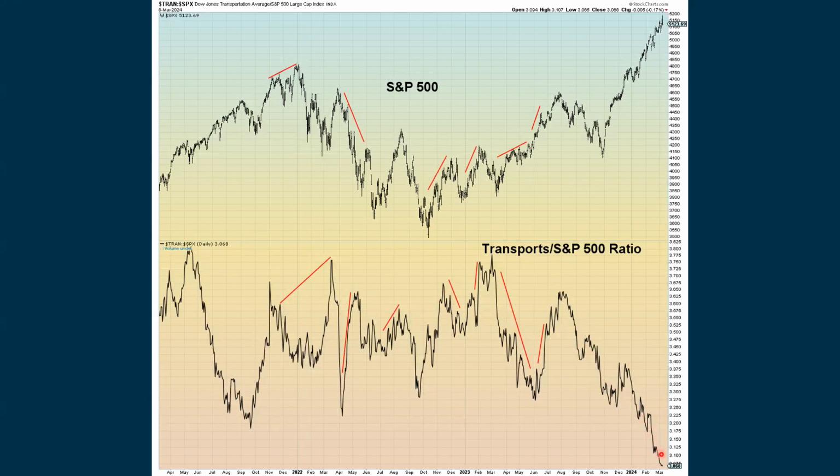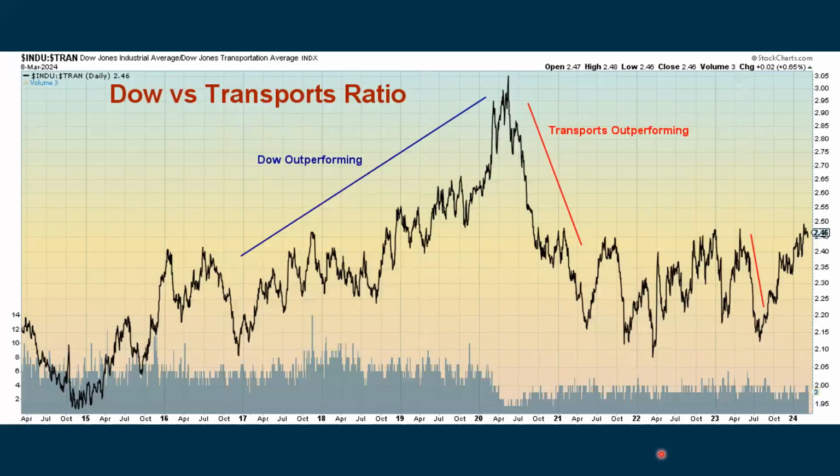Here's a ratio of the transports to the S&P, and this just keeps going down, down, down, showing how transports are underperforming. We look at a ratio between the Dow and the transports. When this is going up, that means the Dow is outperforming, and it's coming down a little bit here just over the last few days, but overall, the Dow continues to outperform.